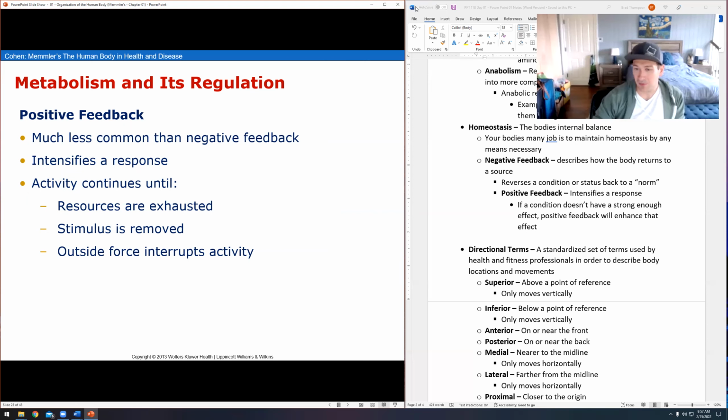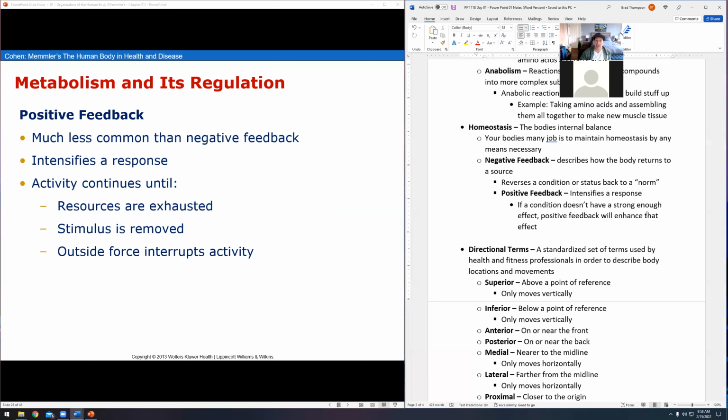There is also positive feedback. Positive feedback intensifies a response. This is much less common, really. But diabetes is a really good example of this, right? Let's say your pancreas creates insulin. And that's supposed to drive the sugar out of your blood. Type 2 diabetes is where the body cells have become resistant to insulin as a hormone, so it doesn't work quite as well.